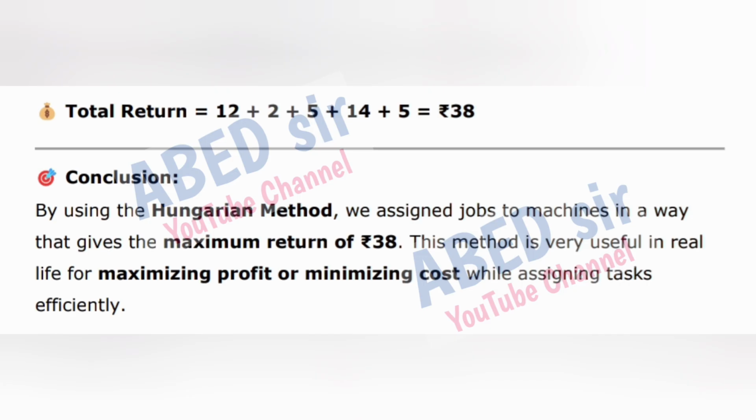Conclusion. By using the Hungarian method, we assigned jobs to machines in a way that gives the maximum return of 38 rupees. This method is very useful in real life for maximizing profit or minimizing cost while assigning tasks efficiently.